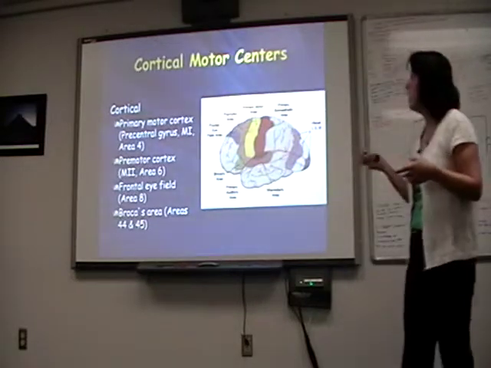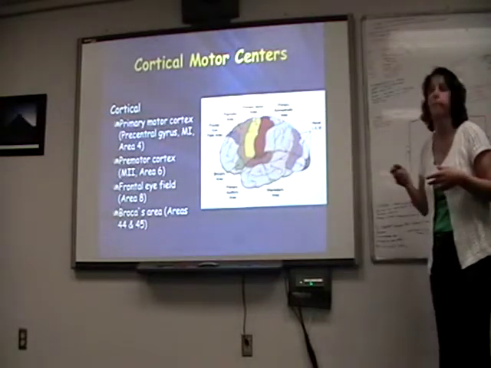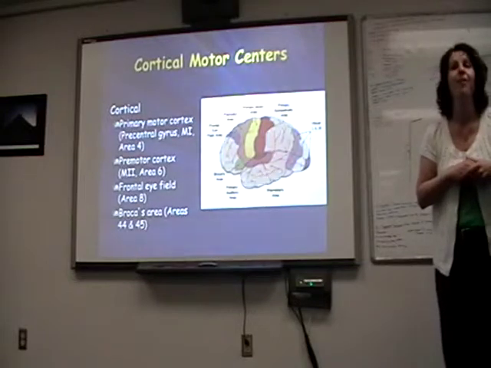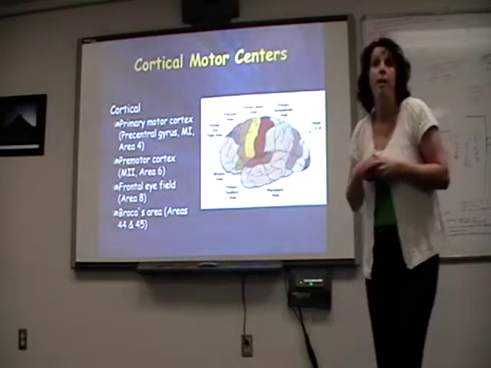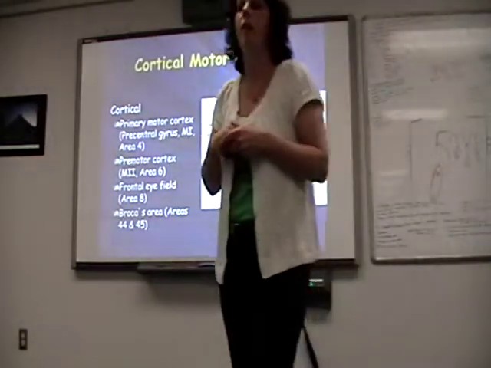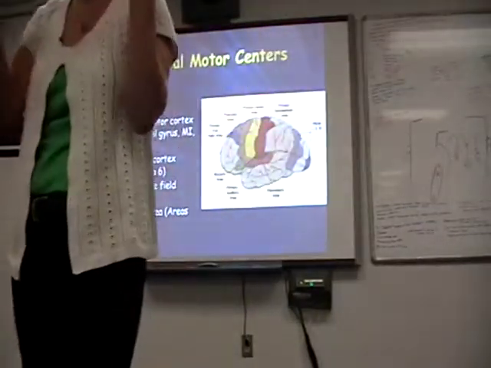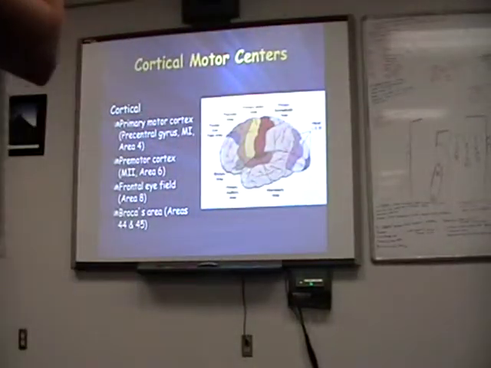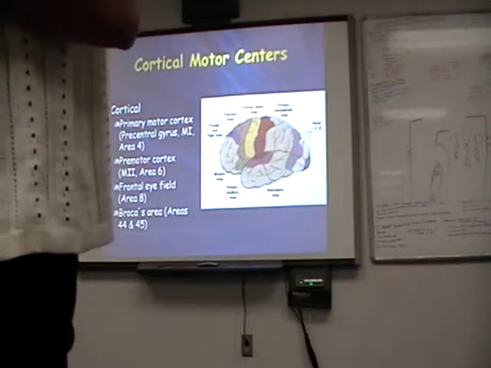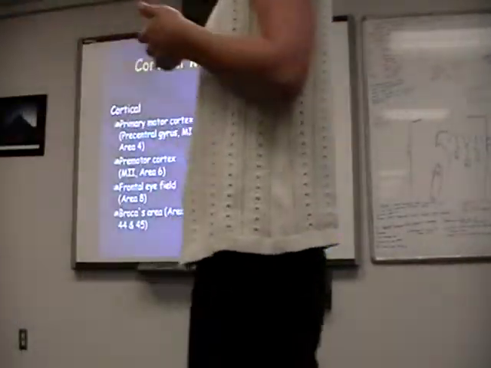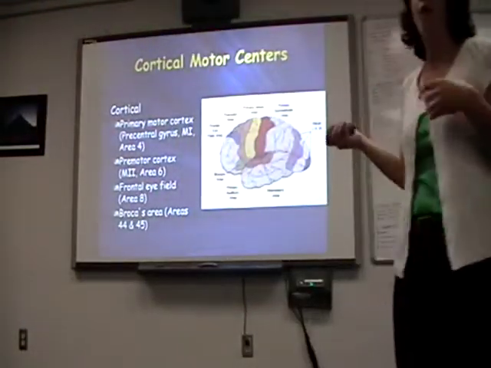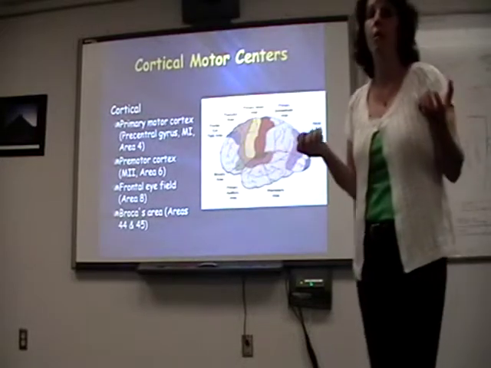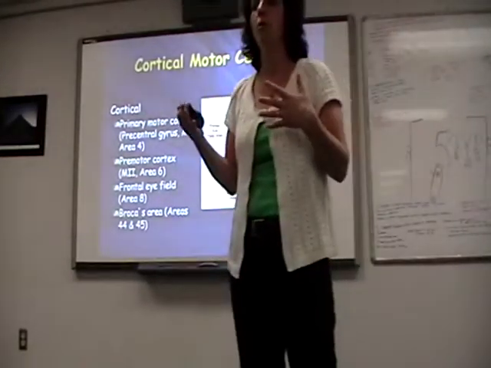So we've got our frontal eye field. What do you guys think that does? Right, it consciously moves the eye. So I can voluntarily look to the right, look to the left, look up, look down. That's my frontal eye fields. Broca's area, we know, is a motor planning area for language, for speech and writing.